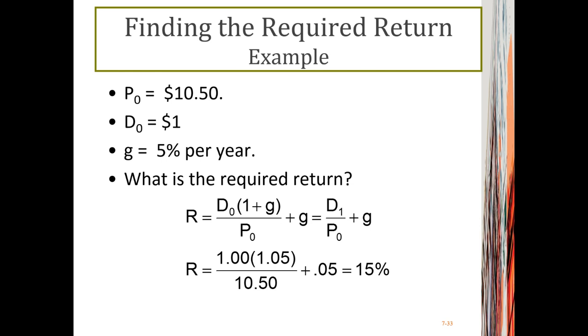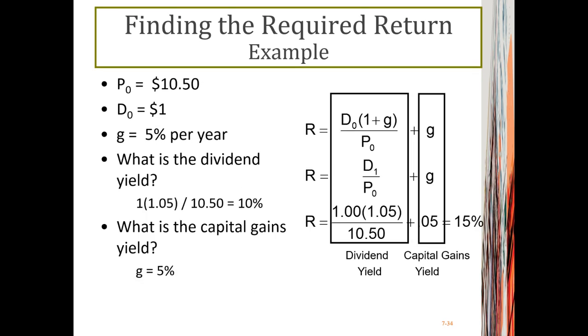1.05 divided by 10.5 gives you the dividend yield. And the second part of the required rate of return is 5%. When we add up those two numbers, we get a 15% required rate of return. And this slide showed you that this growth rate is essentially the driving factor for the capital gain yield for this stock. So the required rate of return has two components. First one, dividend yield, and the second one is capital gain yield. And this capital gain yield is equivalent to the constant growth rate of the company.